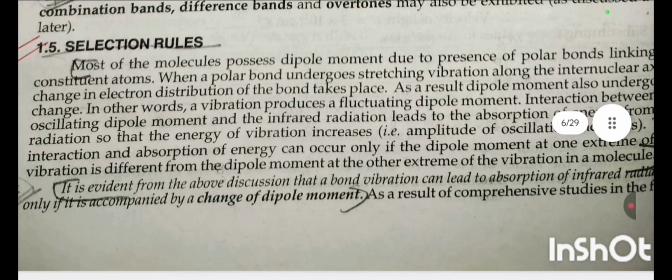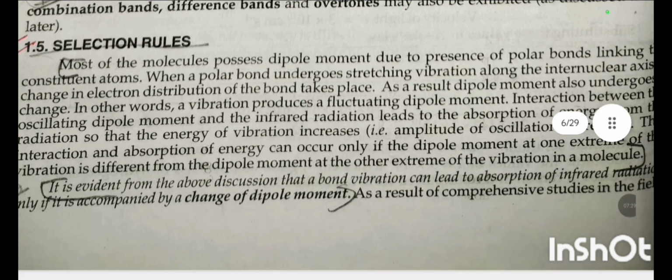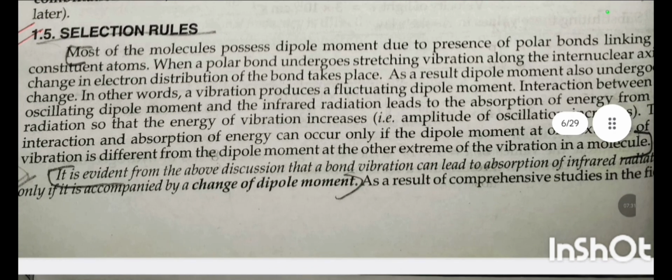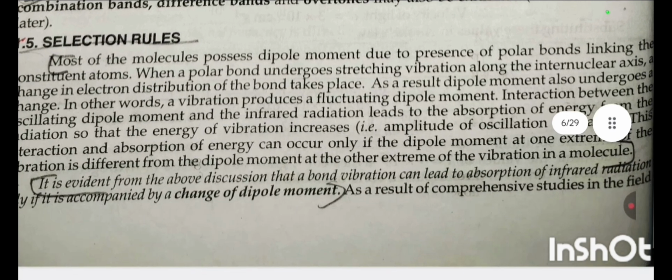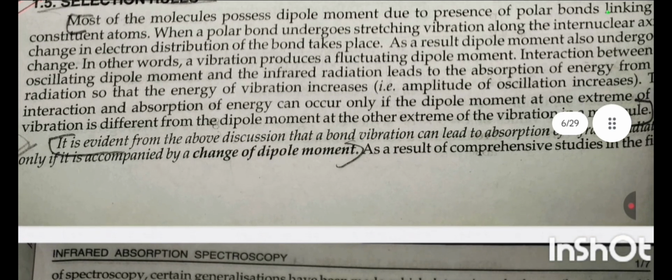Selection rule: most of the molecules possess a dipole moment due to the presence of polar bonds linking the constituent atoms. When the polar bond undergoes stretching vibration along the internuclear axis, a change in electron distribution of the bond takes place. As a result, the dipole moment also undergoes change. In other words, a vibration produces a fluctuating dipole moment. Interaction between the oscillating dipole moment and the infrared radiation leads to the absorption of energy from the radiation, so that the energy of vibration increases.